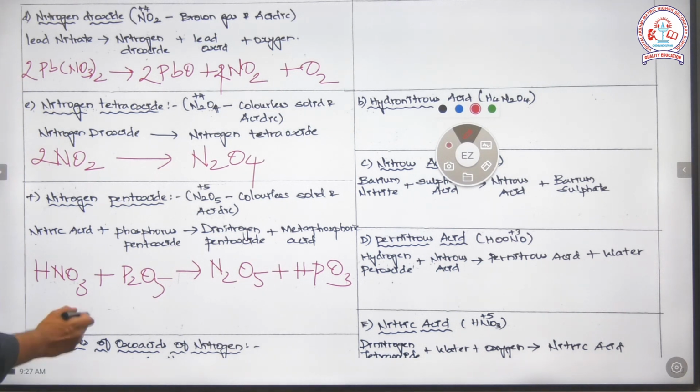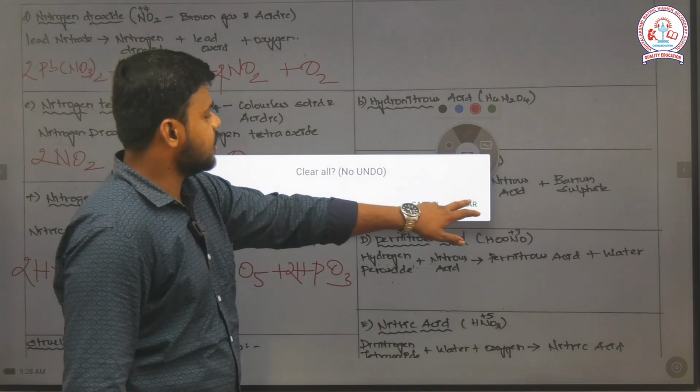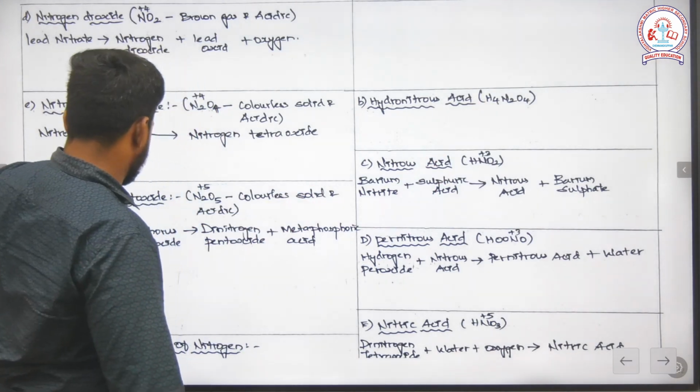So let's balance. Phosphorus is 2, nitrogen 2, so I'll make it 2, hydrogen becomes 2, there also it is 2. Oxygen we need to check: 6 plus 5 is 11, 5 plus 6 is 11. The equation is balanced. Then the next one includes the structure of these oxides of nitrogen.